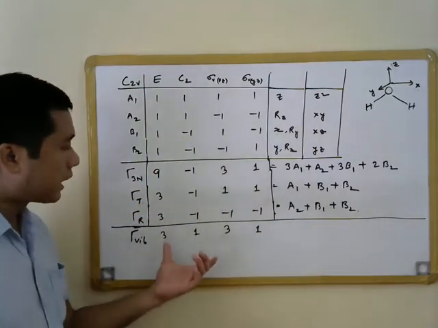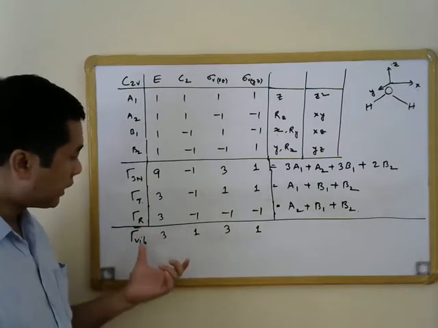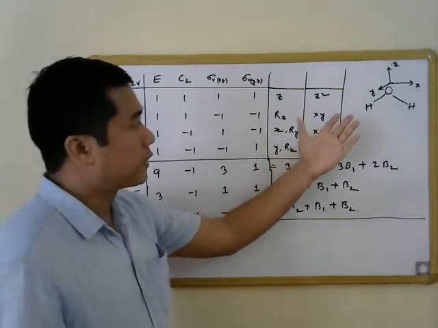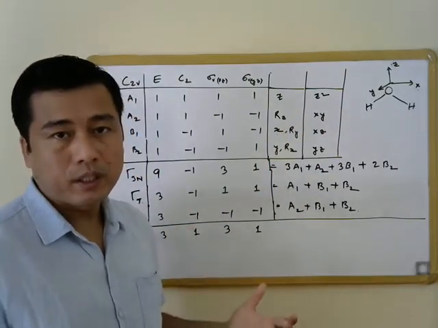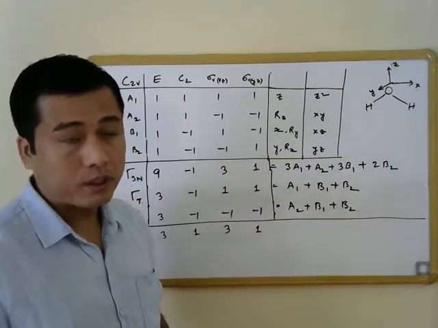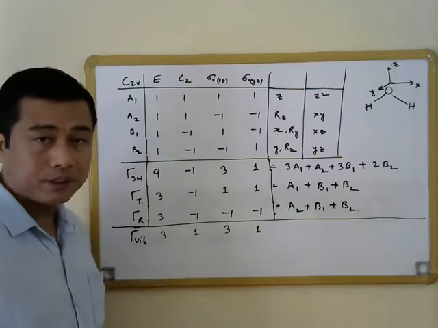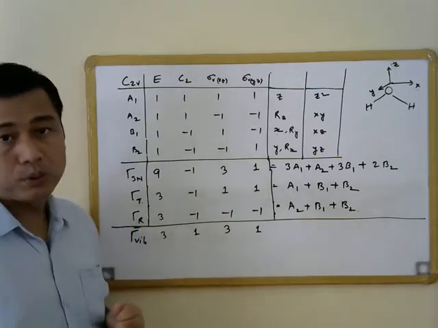So these are the characters of the reducible representation if we take the vibrational mode as the basis. We do not know what the vibrational modes are in the case of the water molecule, but even without knowing the exact vibrational modes, we can figure out the characters of the reducible representation that we are going to get if we take the vibrational mode as the basis.